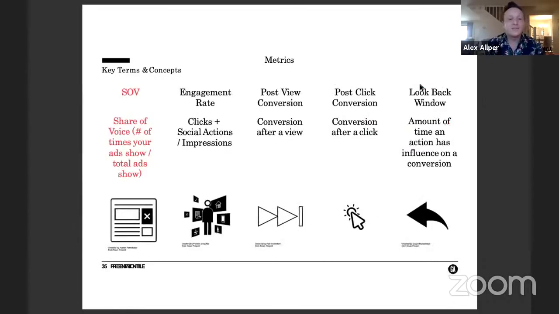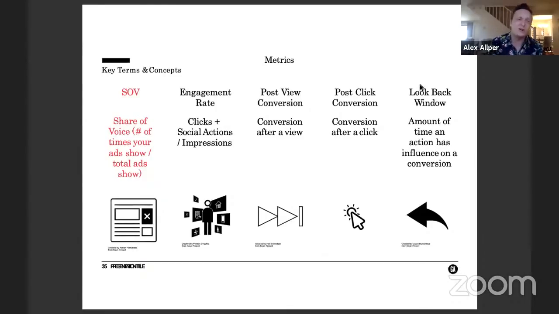Okay, share of voice, more exciting things. The number of times your ads show versus the total ads that show. Share of voice is also really important, more so on social media than it is any other time. So once again, how many times your ads are actually showing versus the total ads that actually show.